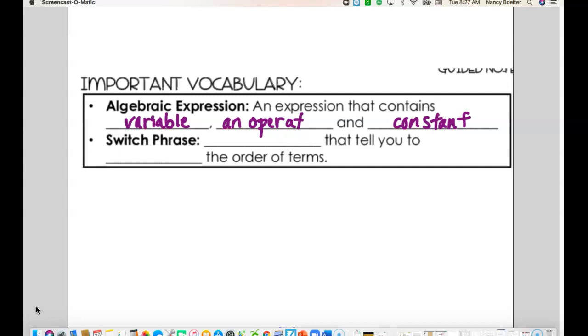Then we need to know what a switch phrase is. A switch phrase are keywords that tell you to switch the order of the terms. This usually happens with division and subtraction because that's where that order matters. With addition and multiplication, remember, the commutative property says that order doesn't matter, but order does matter with subtraction and division.